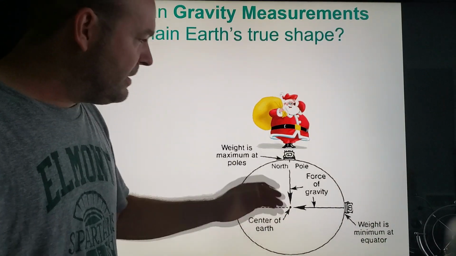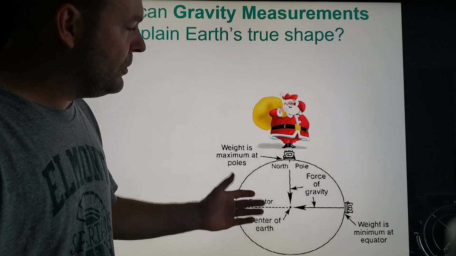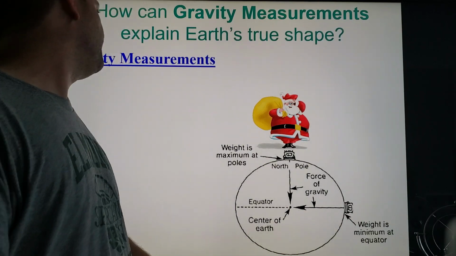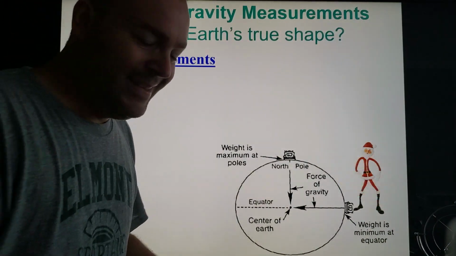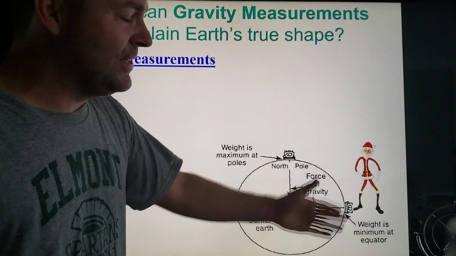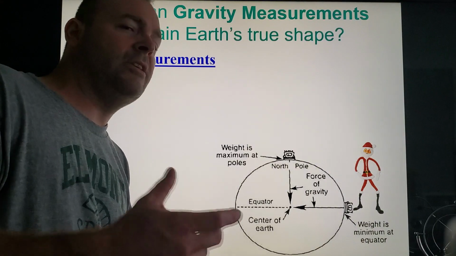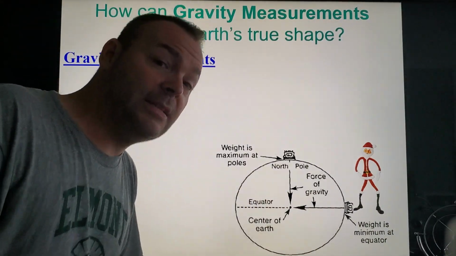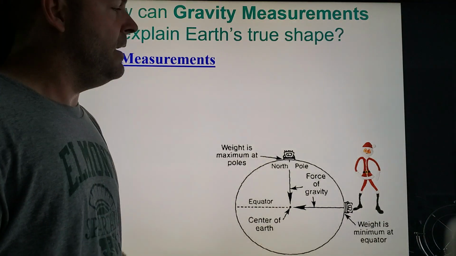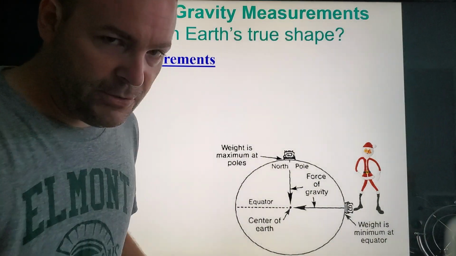So we use the funny example of Santa here. If he were simply to go to the equator, he would lose all this weight. No, it would be very slight. He would still look the same, but it would be a slight weight difference because now he's further from the center of the Earth. There'd be less of a pull of gravity, and he would weigh a little bit less.